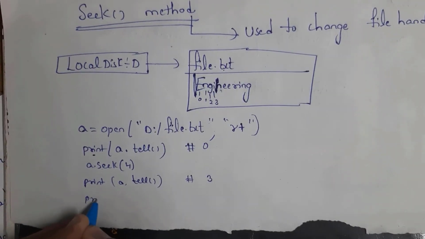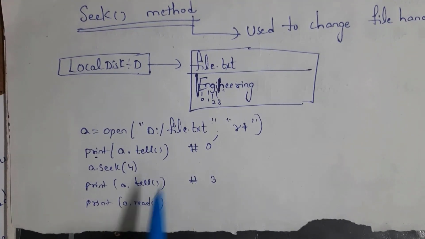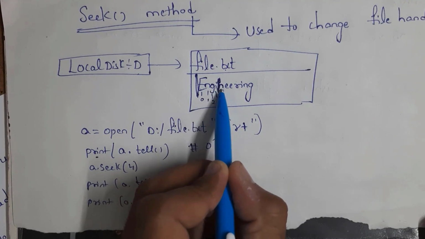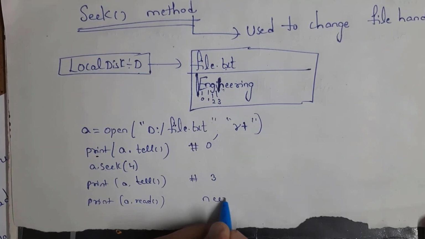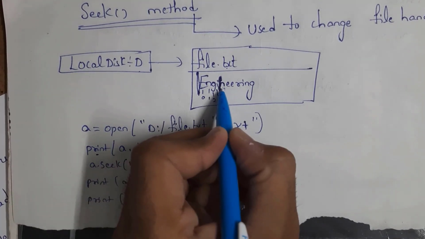And whenever you write here print a.read, you will get output. Actually my cursor is here, so it will not print ENGI. It will print from N. So I will get output NEERING, because my cursor is at index number 3, so it will print data from index number 3.